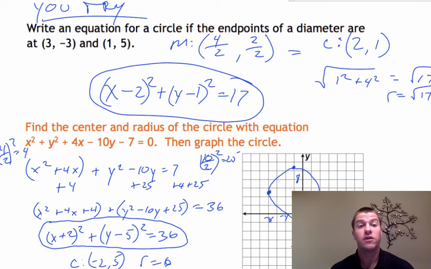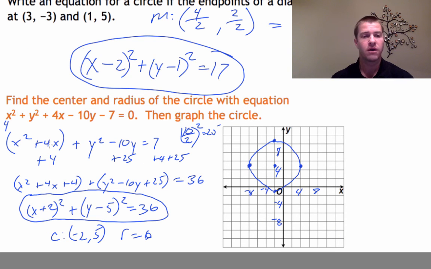So for the first one, you should have gotten x minus 2 squared plus y minus 1 squared equals 17. Find the midpoint between the two. 3 plus 1 over 2 is 4 over 2, which is 2. 2 divided by 2 is 1. So the center is 2, 1. And distance formula for that comes out to square root of 17. But when I square that in the equation, it's going to actually just be 17.